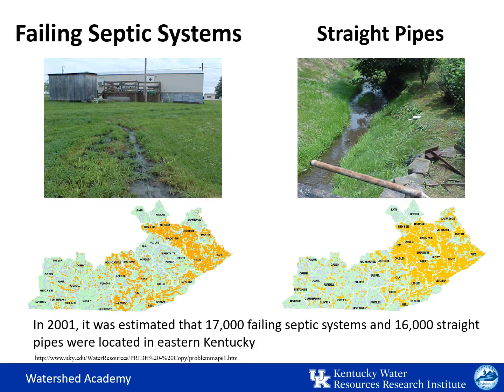Failing septic systems and even straight pipes are a huge problem in certain areas of the state where wastewater infrastructure has not been constructed. A 2001 study by Eastern Kentucky Pride and KWRI estimated that 17,000 failing septic systems and 16,000 straight pipes were located in the area. Although these figures have likely decreased, this is still a huge issue for this area of the state.